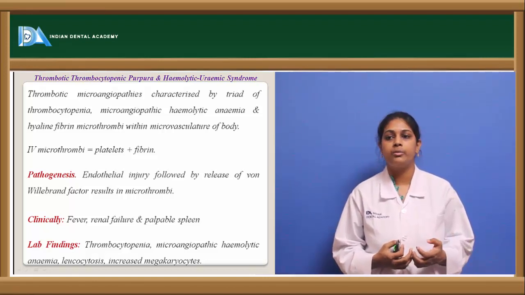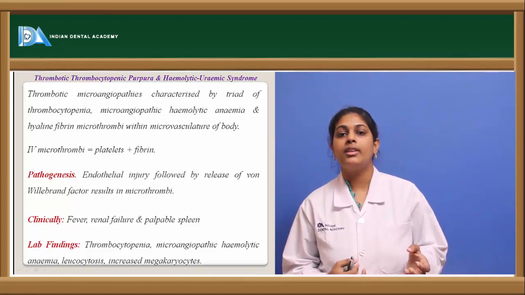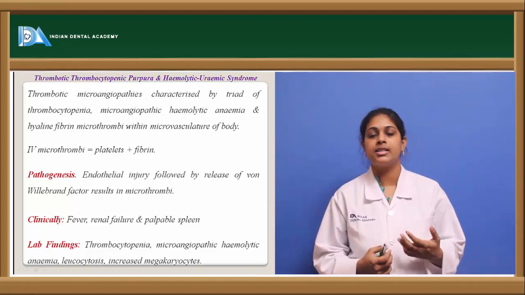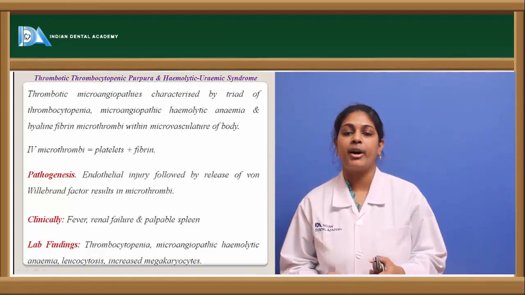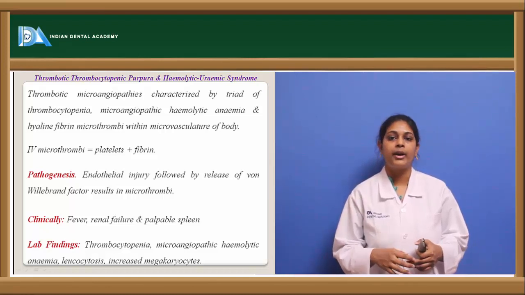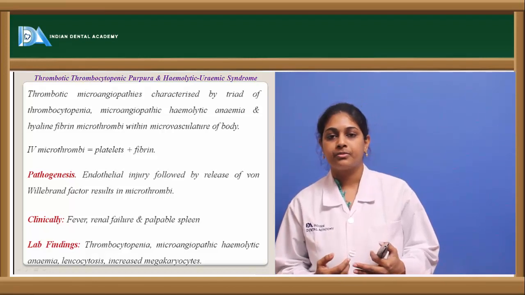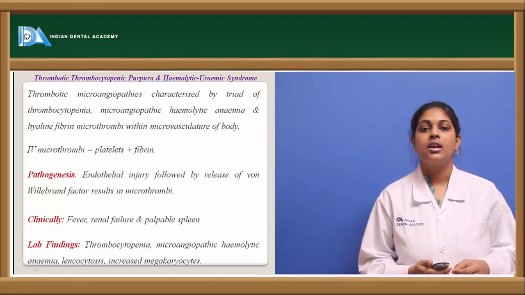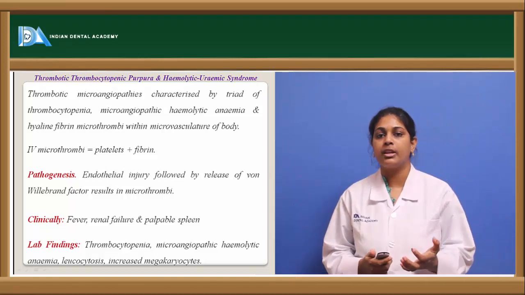So it is a triad of symptoms, and these thrombi are usually found because any endothelial injury releases von Willebrand factor, which is usually present within the blood and is one of the clotting factors, and this results in the formation of microthrombi. These microthrombi are present intravascularly, that is within the microvasculature, and consist of platelets as well as fibrin. Clinically, patients usually manifest with fever, renal failure, as well as a palpable spleen, but it's not a splenomegaly, rather a palpable spleen can be seen.